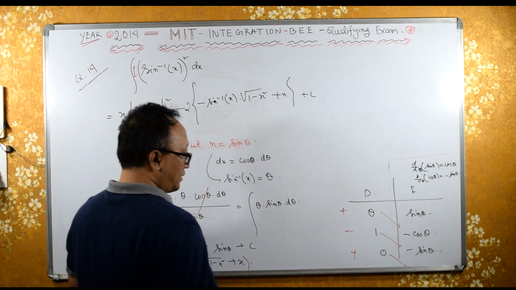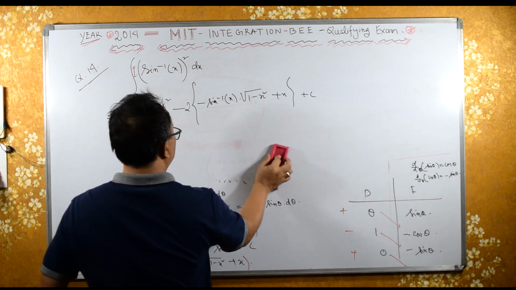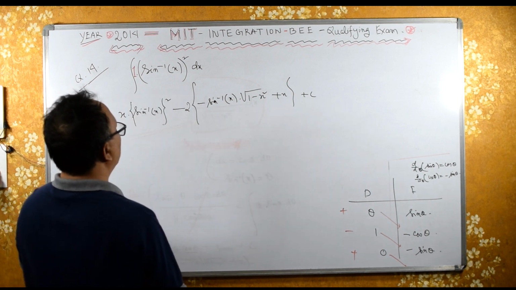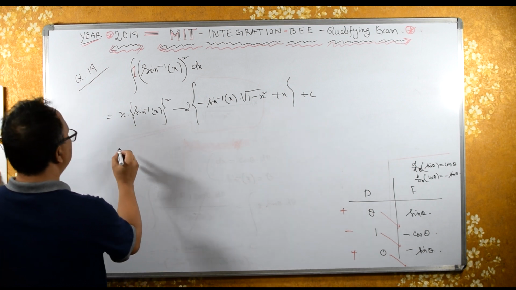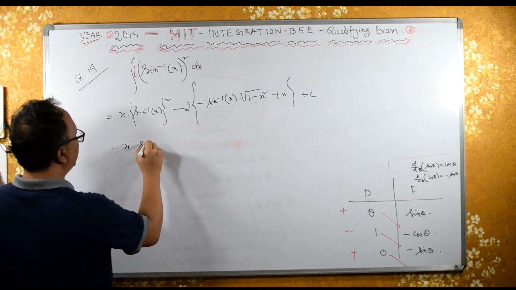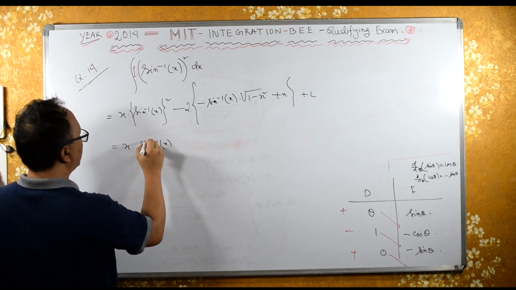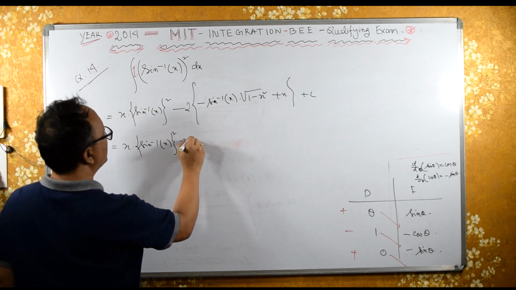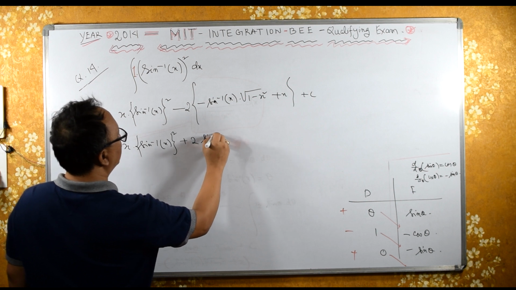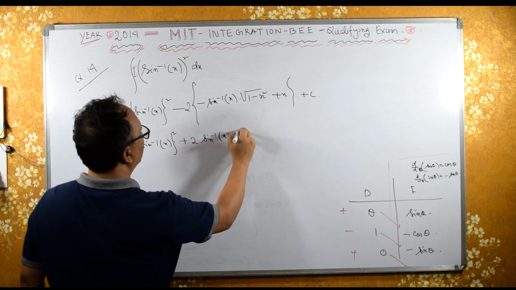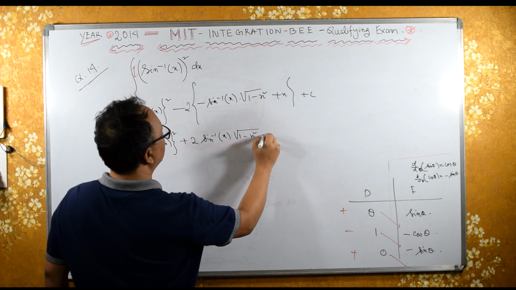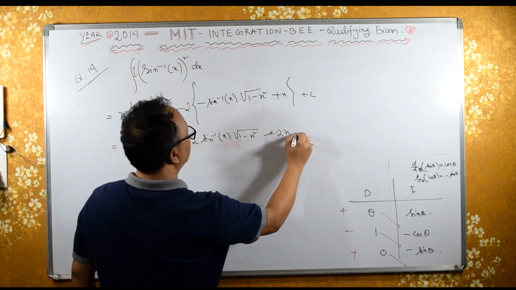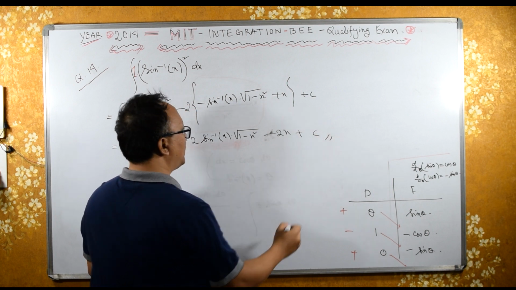If you want, you can solve it further. So this is the same as x into sine inverse x, the whole square. I am sending 2 inside: minus minus plus 2 sine inverse x into the square root of 1 minus x square, plus minus minus minus 2x, plus c. This is the required answer.